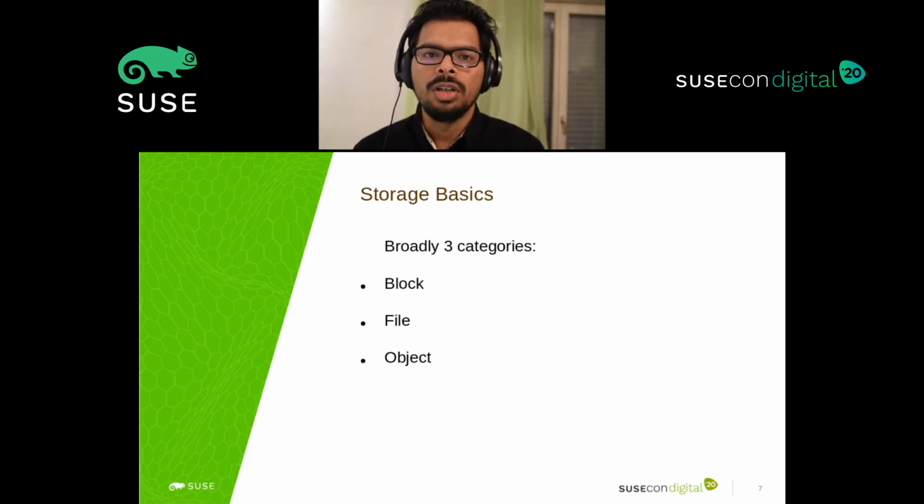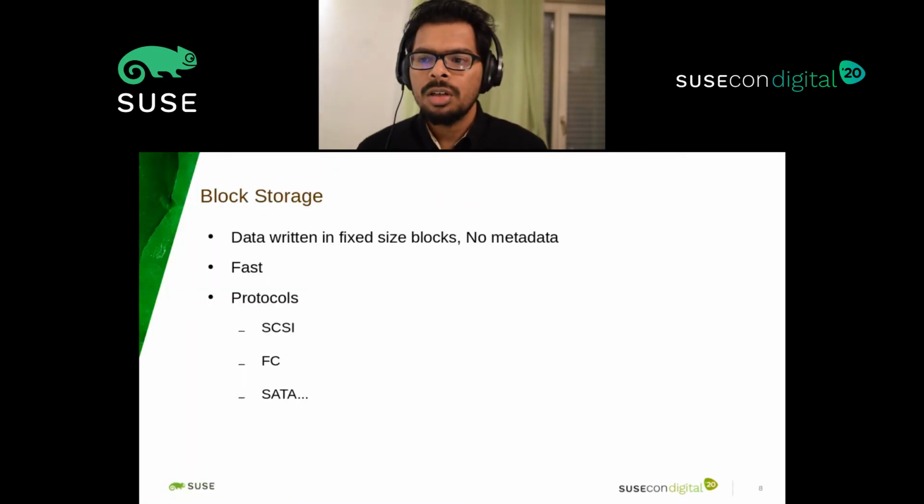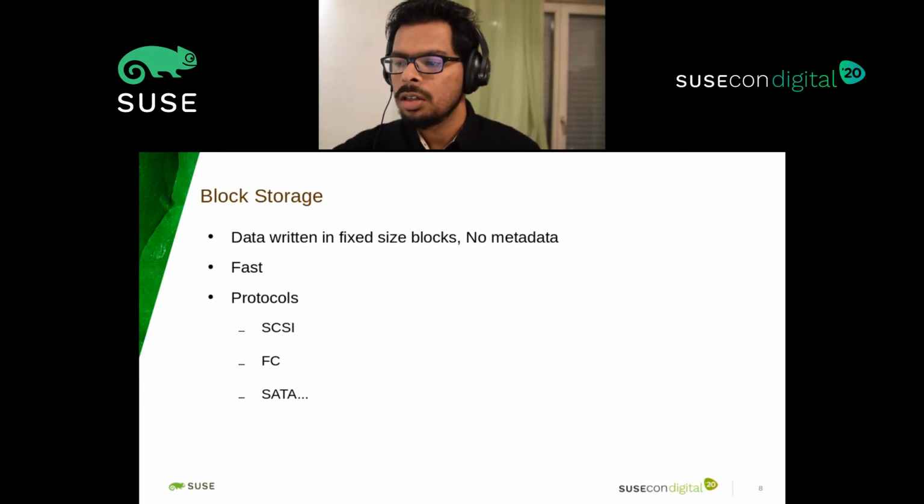So first we look into block storage. This is the most traditional form of storage. Data is always written in fixed size blocks, and this is the one that is most common, that everyone is aware of. It is very fast, and you have protocols like SATA, which is your hard disk protocol, iSCSI, then Fibre Channel over Ethernet, etc. Disks always write in blocks, and that's how this concept of block storage came about. It's the most popular form of storage. It only stores data, and there's no metadata as such associated with it.